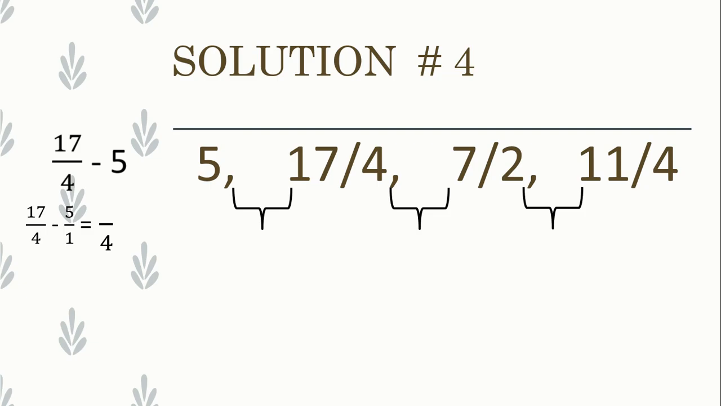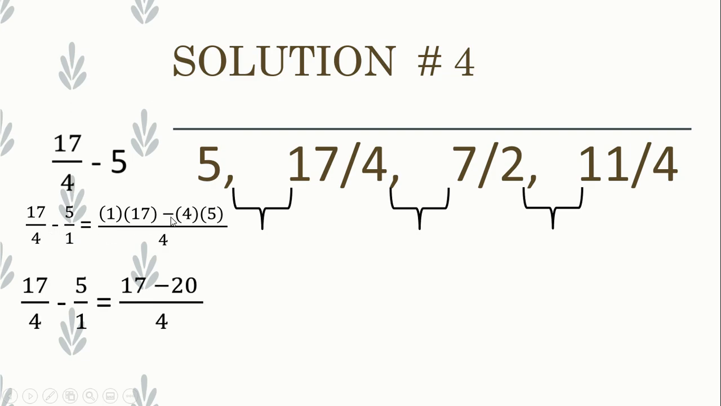By continuous evaluation, that will be 4 divided by 4 is 1, times 17 is 17. 4 divided by 1 is 4, times 5 is 20. Then copy the operation symbol. That is 17 minus 20 over 4, and 17 minus 20 is negative 3. Therefore, the answer is negative 3/4.